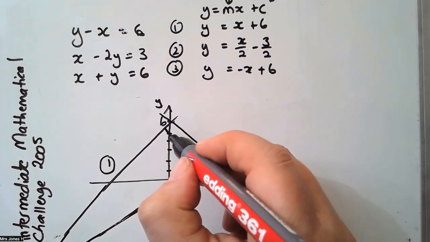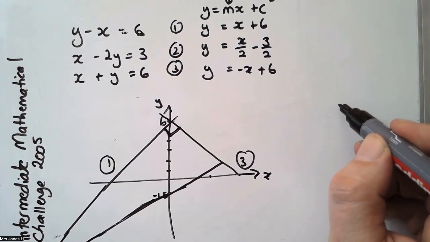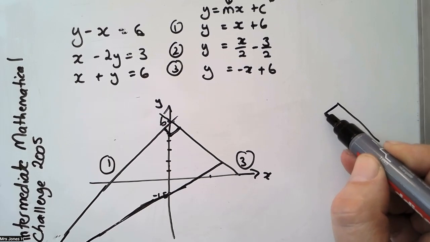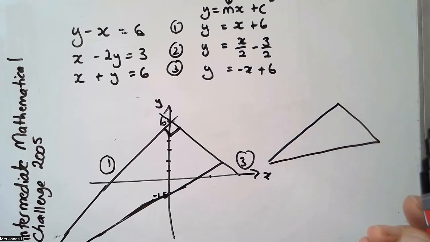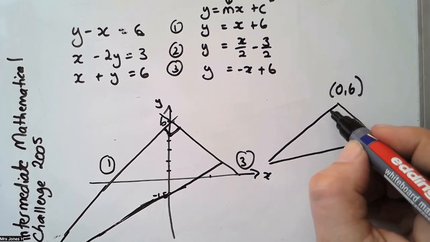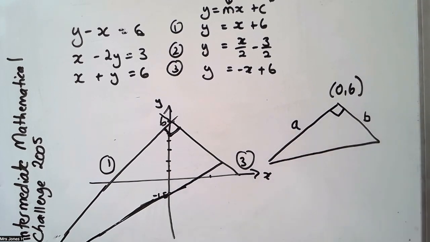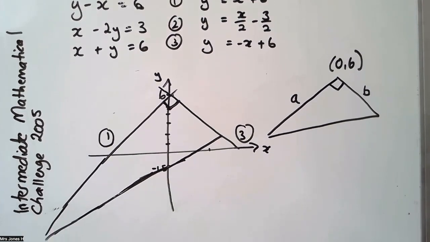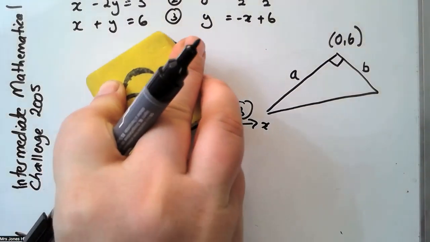Okay, what I have here is a right-angled triangle. So if I drew this out again, we're going to use this and come back to this one in a minute. This is at 0, 6. This is a right-angled triangle. This is the side A and this is the side B, and we will come back to completing that. Now I'm just going to rub this off.